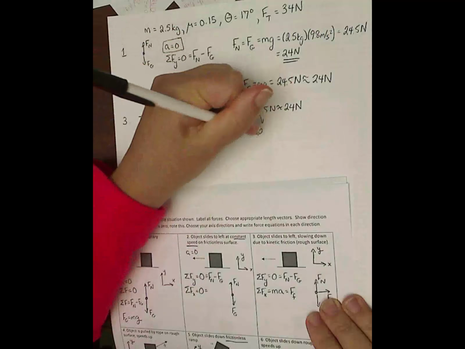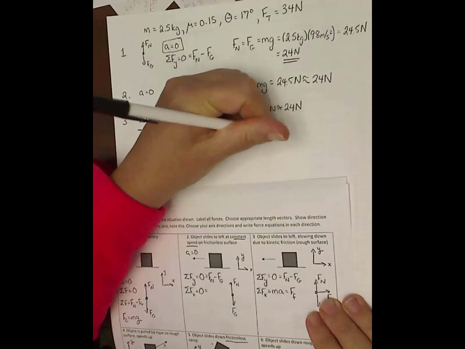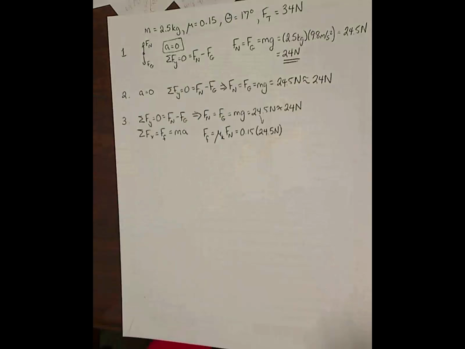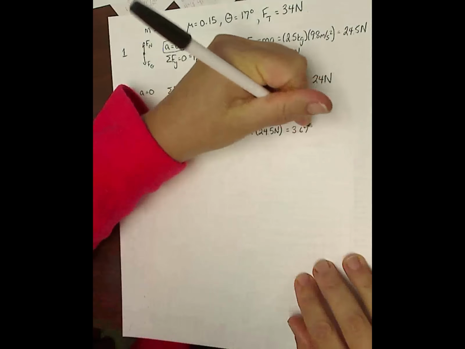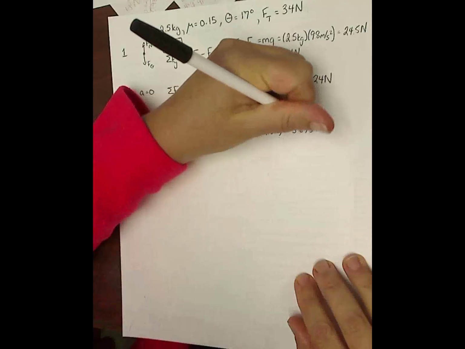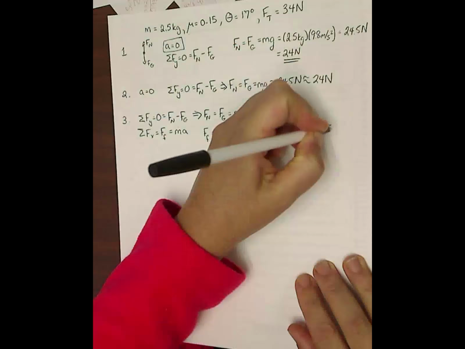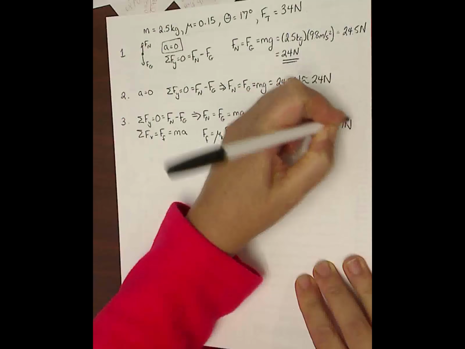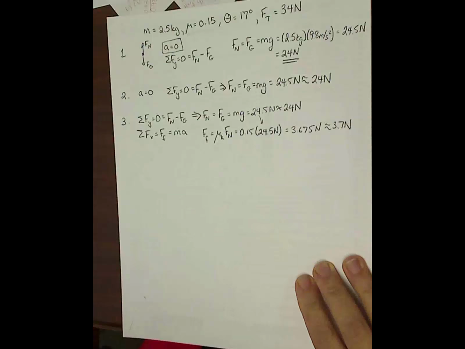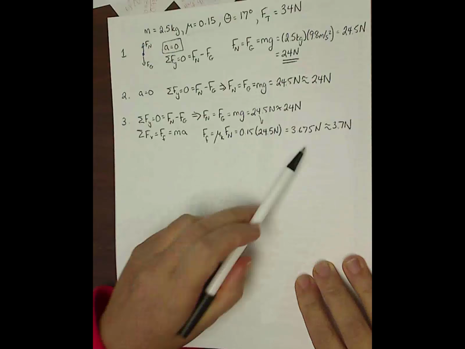Again, remember, when you're in the middle of a calculation, don't use your rounded off number. Use all the significant figures you have. So our frictional force is 3.675 newtons. For my final answer, I've got to round that to 2 sig figs, so that's 3.7 newtons. But for intermediate calculations, I'm going to use my value with all the sig figs.